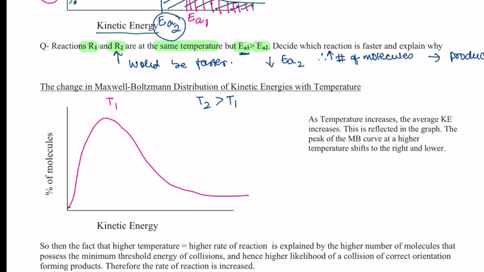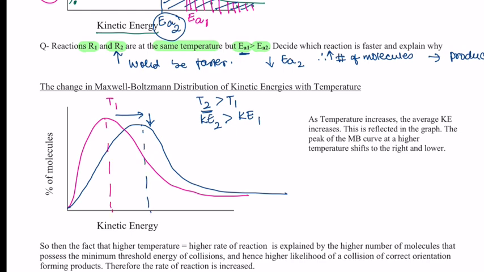Now, for some other temperature T2, if T2 is greater than T1, how do we draw the graph? Well, this tells us that kinetic energy 2 must be greater than kinetic energy 1. More molecules are moving at a faster speed. Since the total number of molecules and hence the area under the curve is not changing, the curve flattens out slightly and the top of the curve, the most probable kinetic energy, moves to the right and down.